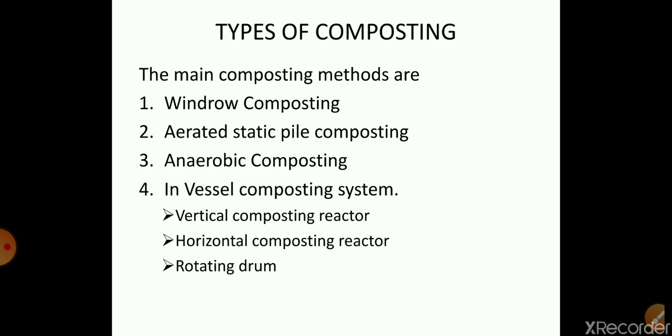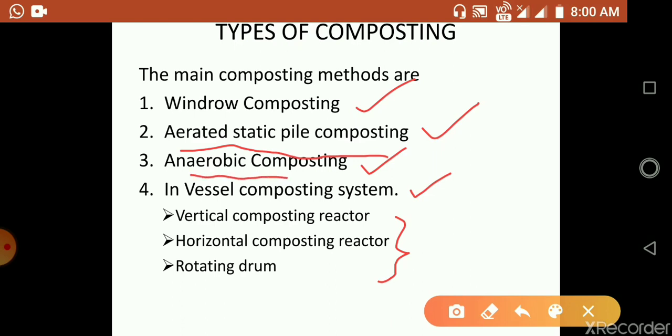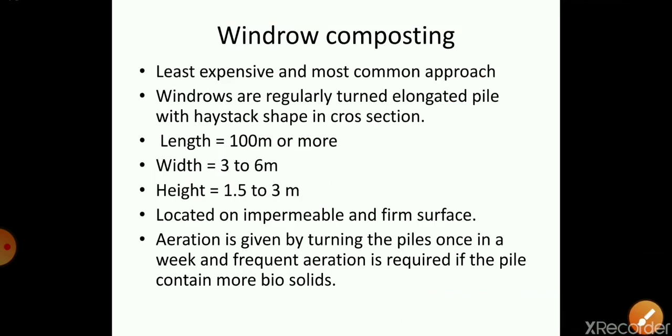The main composting methods are windrow composting, aerated static pile composting, anaerobic composting, and in-vessel composting systems. In-vessel has three types: vertical composting reactor, horizontal composting reactor and rotating drum. In aerated static pile composting, the name itself implies it is in the presence of oxygen, and anaerobic composting is in the absence of oxygen. Now we can see each composting type in detail.